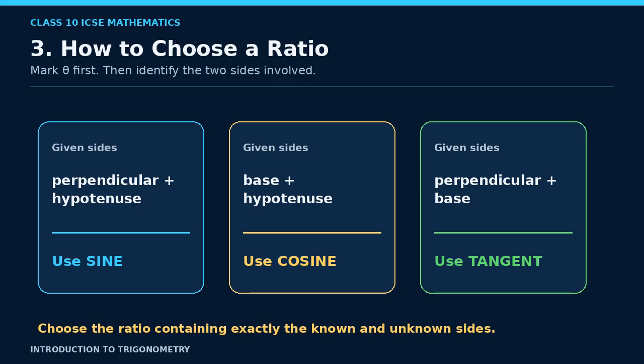Before writing a formula, follow 4 steps. First, mark the given angle. Second, identify the hypotenuse. Third, identify which sides are given and which side is unknown. Finally, choose the ratio containing exactly those sides. If the perpendicular and hypotenuse are involved, use sine. If the base and hypotenuse are involved, use cosine. If the perpendicular and base are involved, use tangent. Let us practice each category carefully.